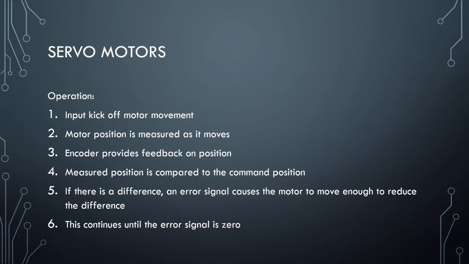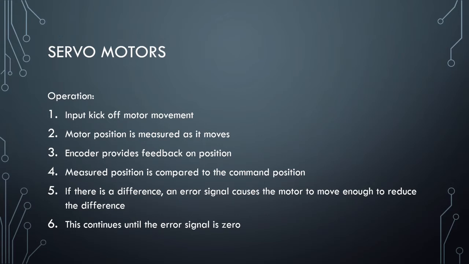So 4, that measured position is compared to the command position. So it's almost like a subtraction routine, right? So that encoder is giving feedback on where the motor's at, and then it's doing a check. It's saying, okay, does where the motor's at match where it should be? No, we need to move it this much more. So there's that continuous feedback loop there.